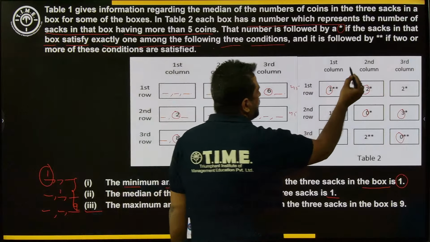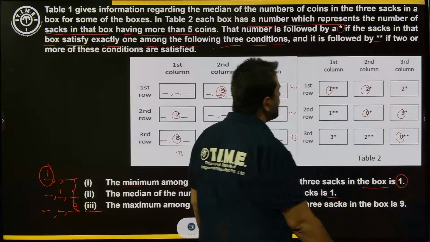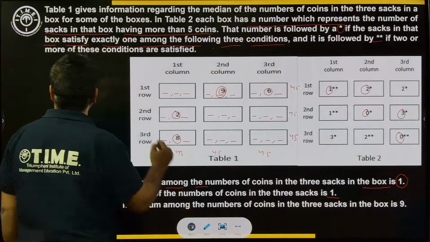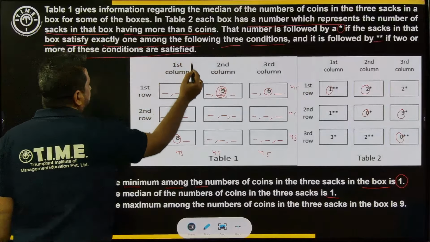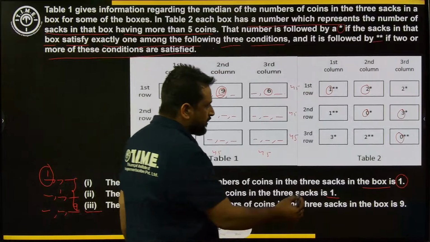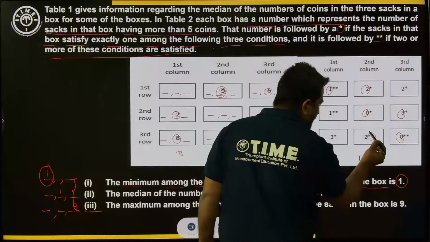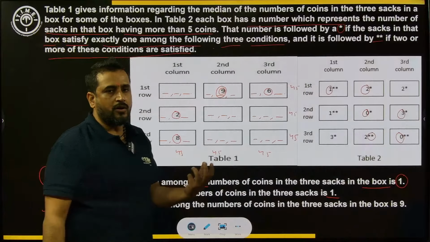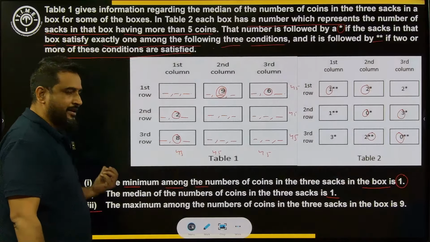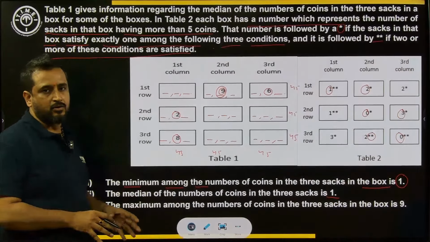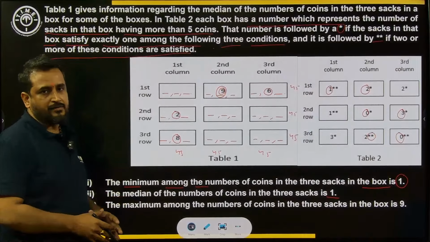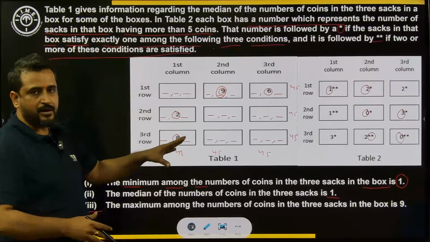And it is followed by a double star. If it is followed by a double star, it means 2 or more of these conditions are satisfied. So here we have given a double star. It means it is satisfying 2 or more of the 3, because we have only three conditions. Either it is satisfying two or more than two conditions. So this is what exactly we have.